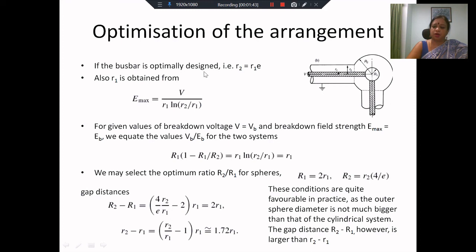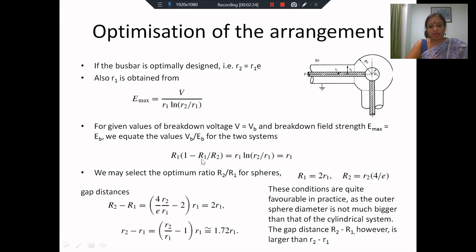So if the bus bar is optimally designed, we will already have R2 equal to R1 e. R1 can also be obtained from Emax is equal to V by R1 ln R2 by R1. For the given values of the breakdown voltage V is equal to VB and the breakdown field strength of Emax is equal to EB, we can now equate the values of VB by EB for the two systems. So once we have optimized the cylindrical portion, we will try to equate the values of the maximum electric field at the inner cylindrical surface and the inner spherical arrangement, just as before. We may select an optimum ratio R2 by R1 for the spheres.